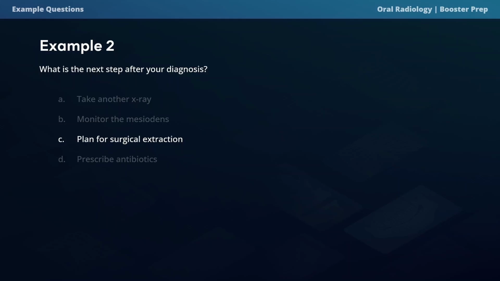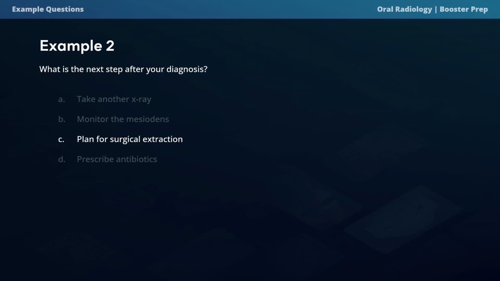So a mesiodens is often extracted if it causes crowding or misalignment of the teeth. It can delay the eruption of the permanent incisors. It can lead to an infection or a cyst formation. It can affect the appearance of the permanent central incisors, or it can interfere with orthodontic treatment. So for all of those reasons, removal or surgical extraction of the tooth helps prevent any further complications, and it improves dental alignment.